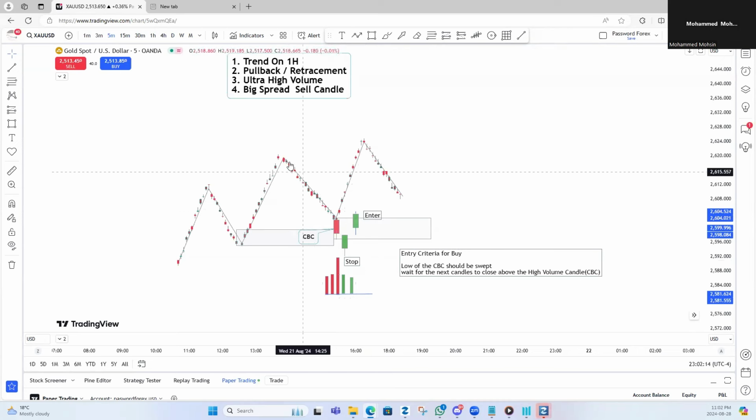What I can do, if this is a 1 hour chart, I can go down to a 5 minute time frame or 1 minute time frame, looking for this ultra high volume. Once I see this ultra high volume and the confirmation of my setup, I execute my trade. This is what I do.